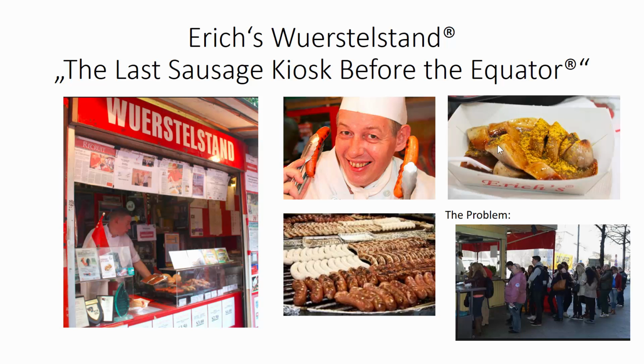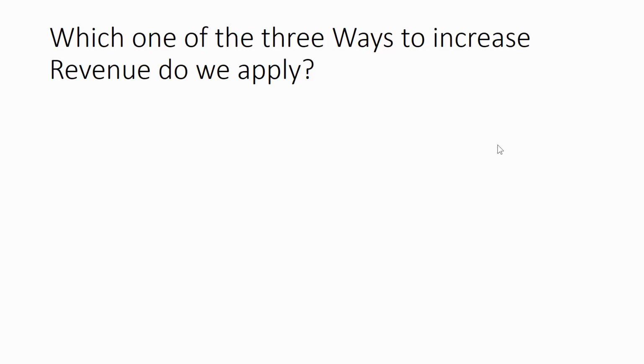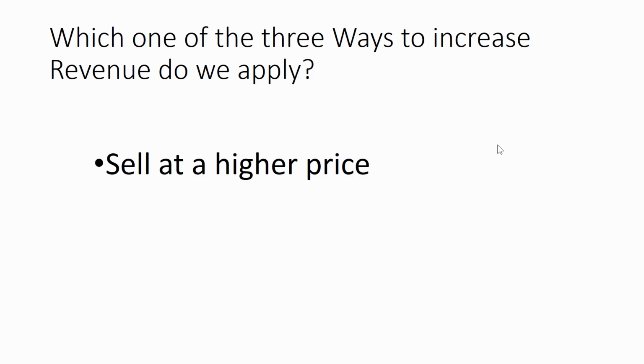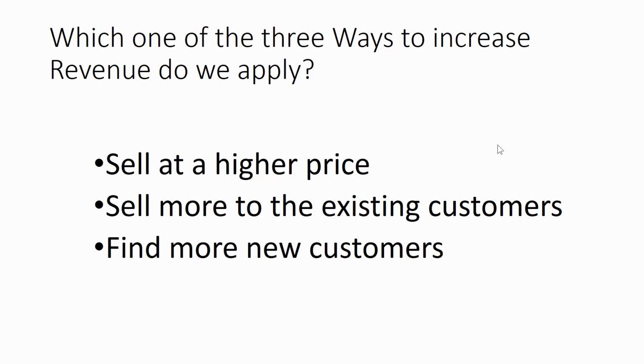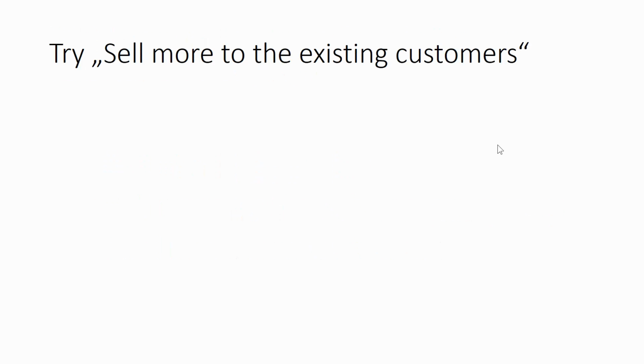The problem is that his sausage is selling so well that there are long queues in front of his sausage stalls. Now, as we are businessmen, we always try to increase the revenues of our companies. And there are only 3 ways to increase the revenues. The first way would be to sell at a higher price. The second way would be sell more to the existing customers. And the third way would be find more new customers. There are only these 3 ways to increase revenues of a company. There is no other way to achieve the same result. Please keep that in mind always when you talk about marketing and sales. In our case here, we try sell more to the existing customers.